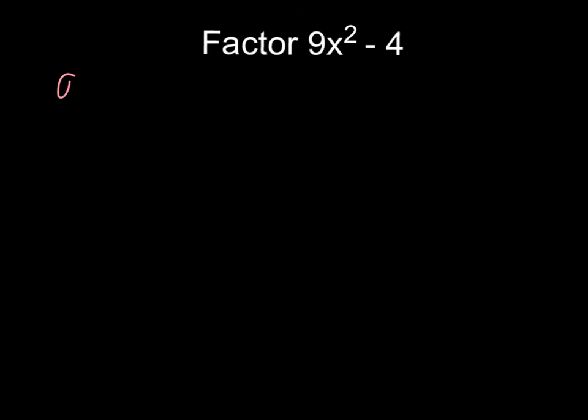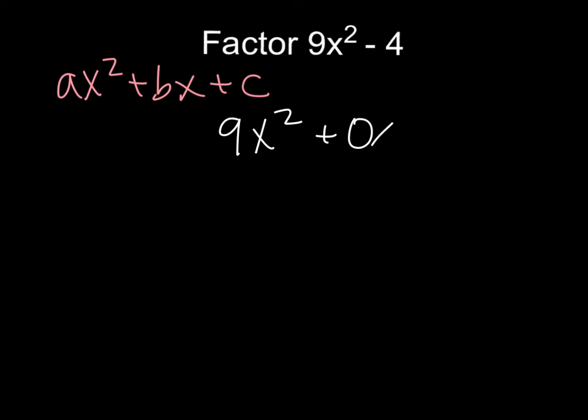So remember that general form is ax squared plus bx plus c. So we have the x squared term. We have the plain number. What we don't have is b. So if it's not there, that means b is 0. So really we can rewrite this as 9x squared plus 0x minus 4. And now that you have 3 terms, now we can make that X box.